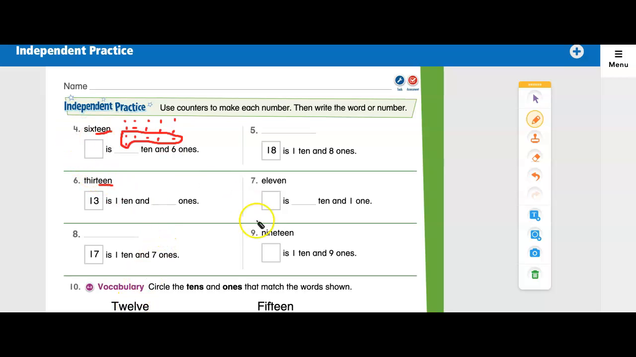So for numbers 4 through 9, it wants you to either write the number in the blank in the box, tell how many ones there are, tell how many tens there are, or write the word in the blank for the number. Again, you will need to pause the video to work on this page. I'm going to begin talking about number 10. So go ahead and pause the video so that you have time to work, and when you press play, we will be talking about number 10.